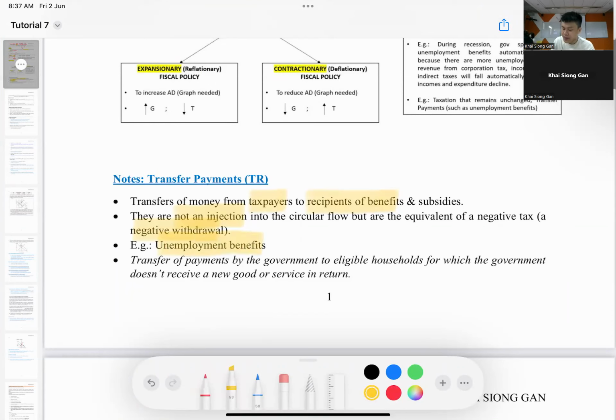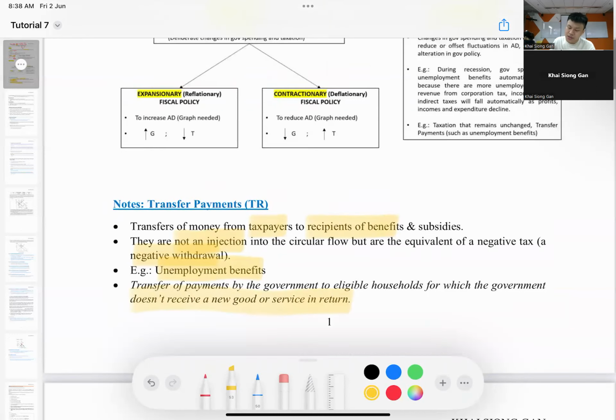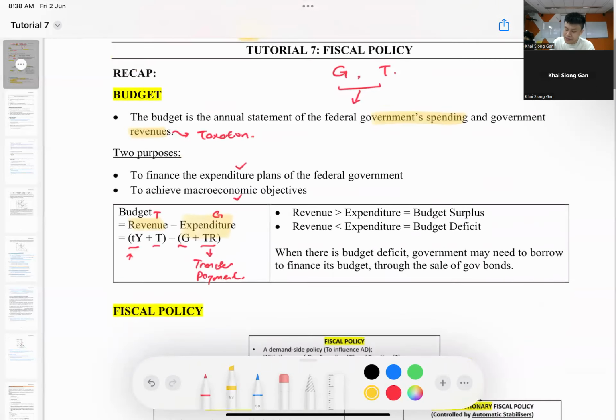Usually we say transfer payments are given to some of the eligible people, the eligible unemployed people, the eligible households. We give this money to people in which, at the end of the day, the government does not receive a good or service in return. So this is why it's a negative withdrawal. We give people money, but there are no goods and services coming back in return. So that's what I call transfer payment. I will put it as a short form called TR. Okay, TR. Now we come back to here.